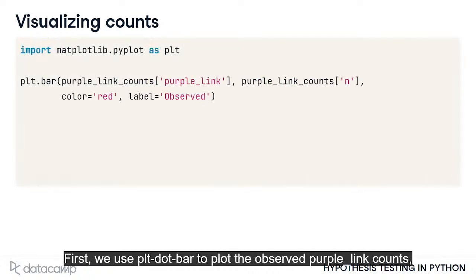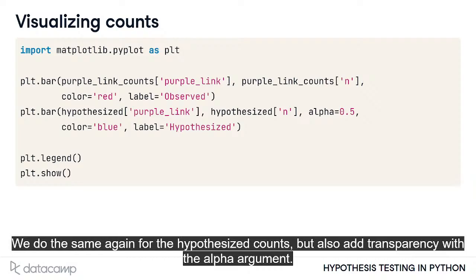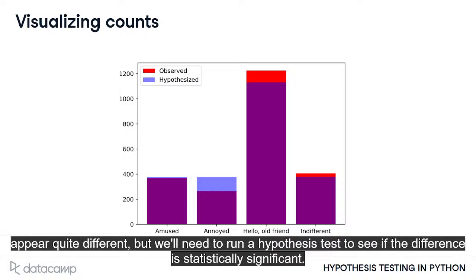The natural way to visualize the counts of a categorical variable is with a bar plot. First, we use plt.bar to plot the observed purple link counts, setting the horizontal axis to purple_link and the vertical axis to n. We set the color of the bars and add a label for a legend. We do the same again for the hypothesized counts, but also add transparency with the alpha argument. We can see that two of the responses are reasonably well modeled by the hypothesized distribution, and another two appear quite different. But we'll need to run a hypothesis test to see if the difference is statistically significant.